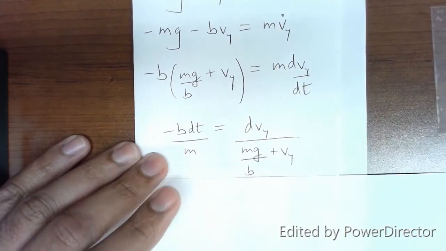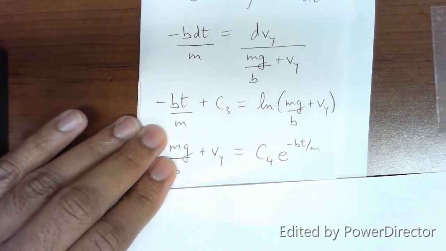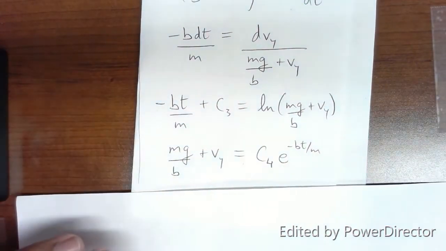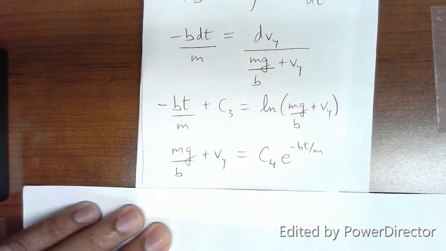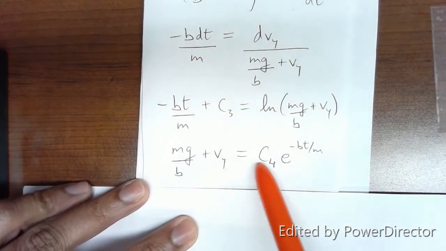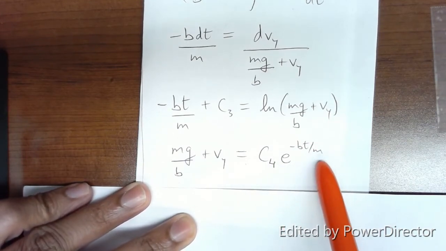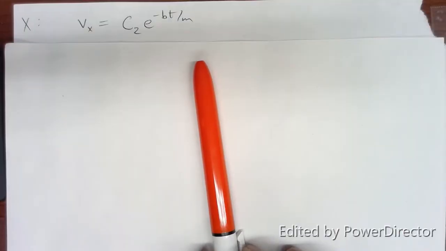Again, we can integrate this, and much like before, we end up with a natural log, which we can get rid of by using an exponential. And so we have mg over b plus vy equals a constant c4 times e to the minus bt over m. Let us examine our solutions.